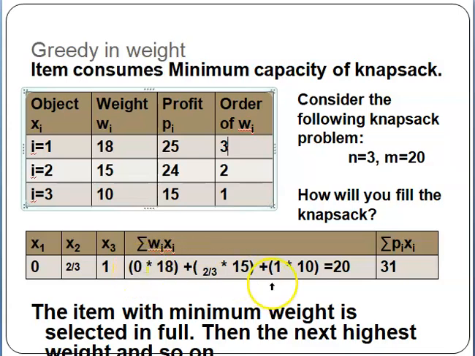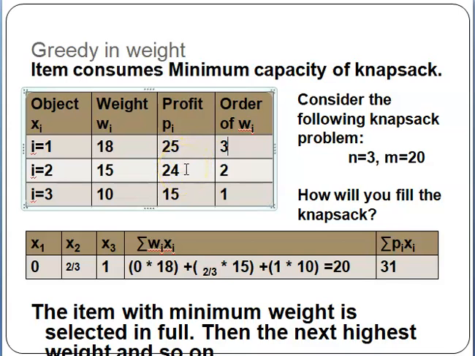So we take item 3 in full. 10 capacity will get exhausted, so we subtract that from m, and the remaining capacity is 10. And how much profit will we earn? 15, so we put 15 in the profit. Now we go to item 2, which has a weight of 15, but our remaining capacity is only 10, so we cannot take it in full. So we take it in a fraction, 2 upon 3. With 2/3, the full capacity of 10 gets exhausted. So 2/3 of the second item will be taken, and the profit we earn is also 2/3 of its profit.